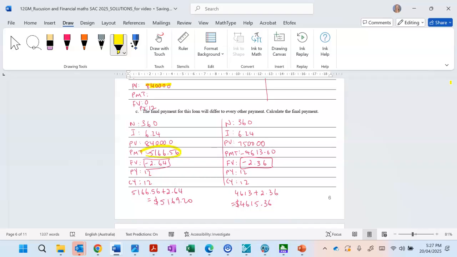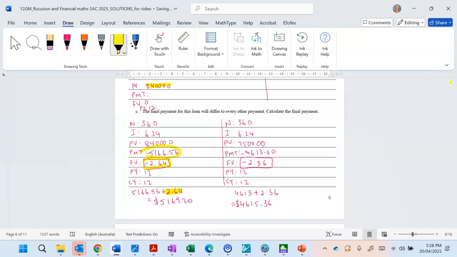Here's our payment from the previous question. Remember, if you're making payments, they can only be to 2 decimal places, so that's why the final payment is slightly different. This is what we're calculating, the future value. The negative 2.64 means that $2.64 is still owing. So our final payment, we just have to add that on.